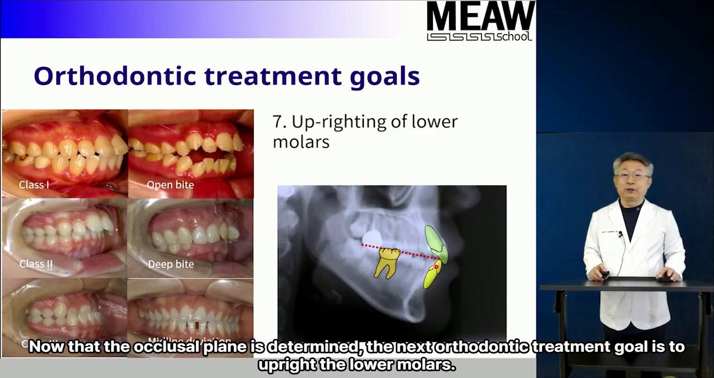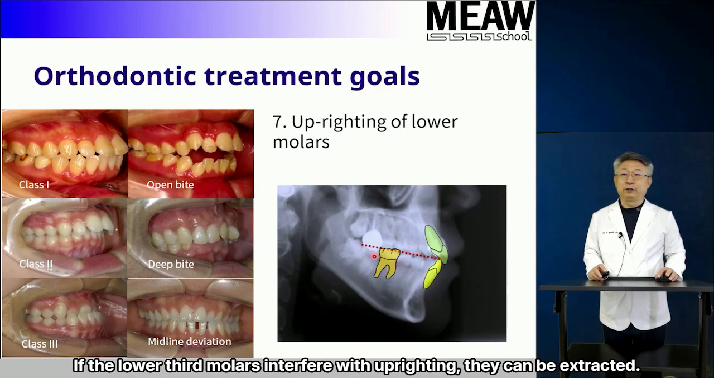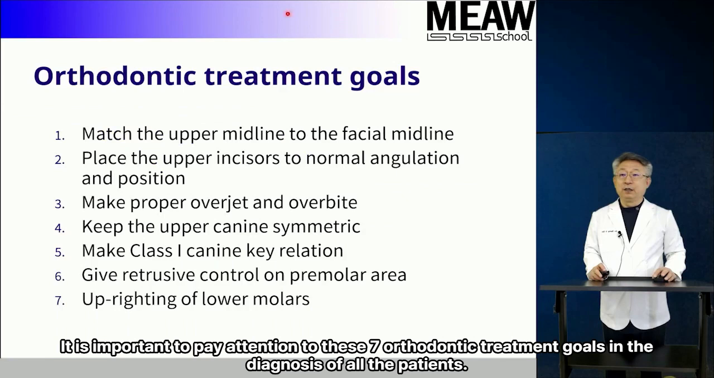Now that the occlusal plane is determined, the next orthodontic treatment goal is to upright the lower molars. If the lower third molars interfere with uprighting, they can be extracted. It is important to pay attention to these 7 orthodontic treatment goals in the diagnosis of all the patients.